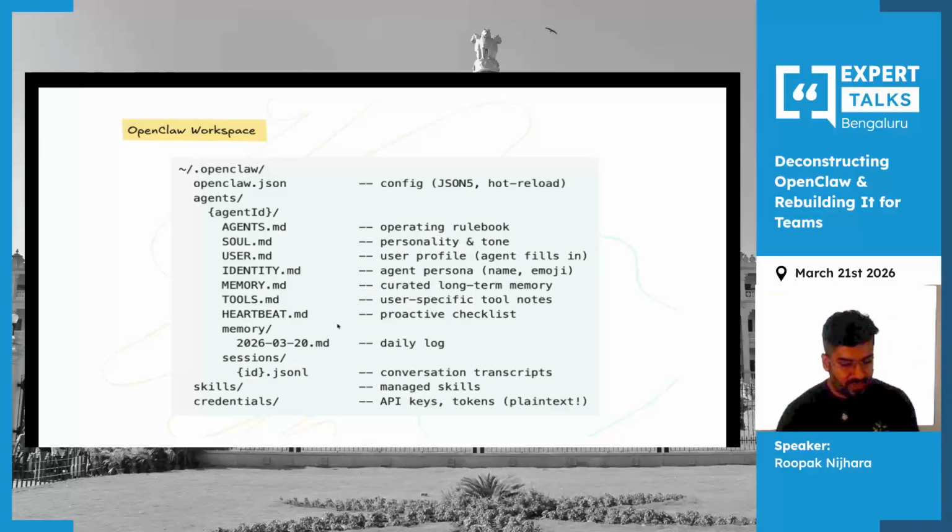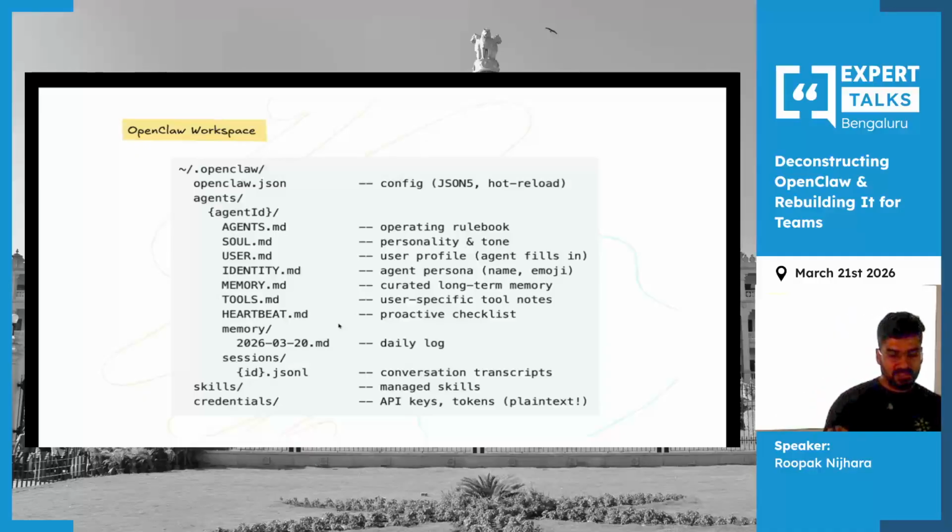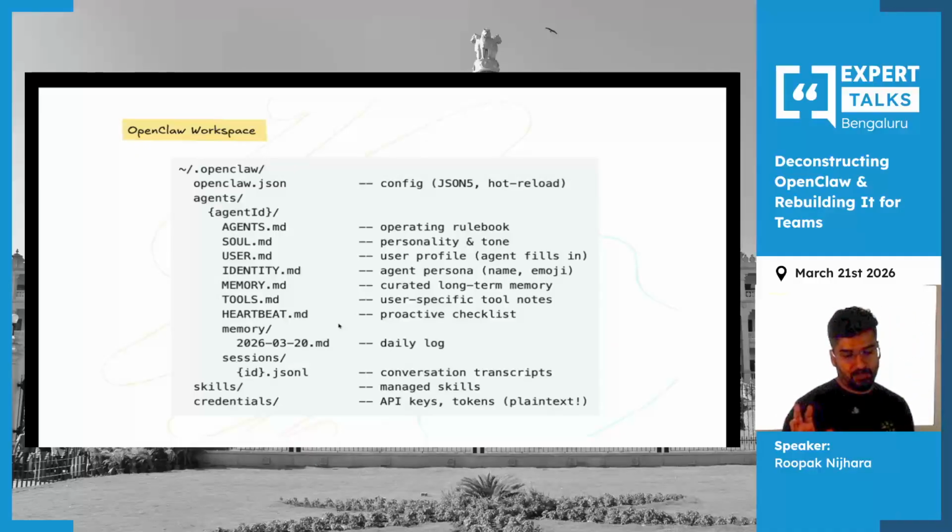Then there is heartbeat.md. We'll click on this when we go to proactive agents, but you can define whatever you want the agent to check on and act on frequently. In OpenClaw's case, that is 30 minutes by default. So every 30 minutes, it wakes up, checks the heartbeat.md, sees if there is something that needs to be done according to the instructions mentioned here, and it will do it.